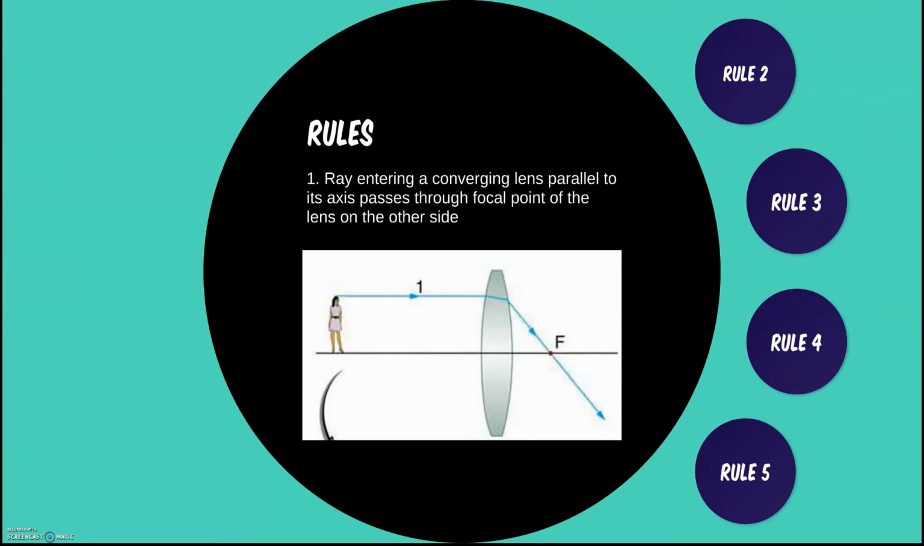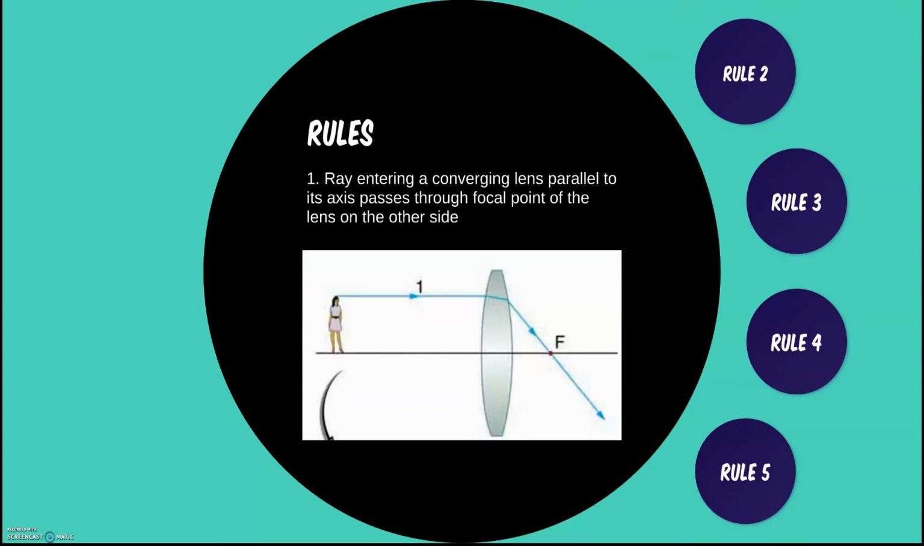So a technique that people use to follow the paths that light rays take is through a process called ray tracing. And there are 5 rules for ray tracing, and we'll go over each. So rule number 1 is that a ray that enters a converging lens parallel to its axis passes through the focal point of the lens on the other side.